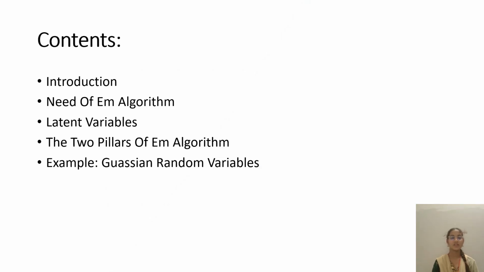First, let me give you a brief summary of today's topic. First, I will discuss the introduction to EM algorithm, and then the need of EM algorithm. Then the key concept, that is latent variables, and I will discuss the two pillars of EM algorithm. And then I took an example, that is Gaussian random variable. These are the contents that we are discussing in this presentation.